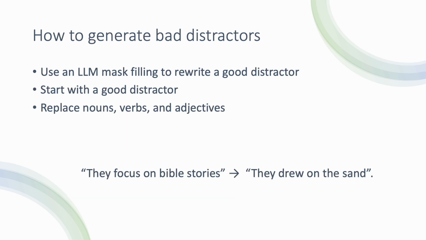Another way to create bad distractors is actually using an LLM. So we used an LLM, and its mask filling feature, in order to rewrite a good distractor. So we start with a good distractor. Here the good distractor is they focus on Bible stories. And we use the masking feature of an LLM in order to replace the nouns, verbs, and adjectives. So they focus on Bible stories is a good distractor, and it would be rewritten as they drew on the sand by replacing each one of the nouns, verbs, and adjectives in the particular good distractor. So here we get a bad distractor that has some similarities to the good distractor.